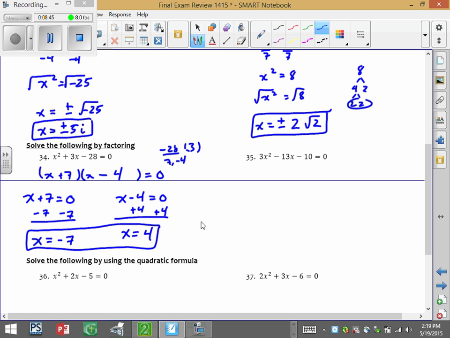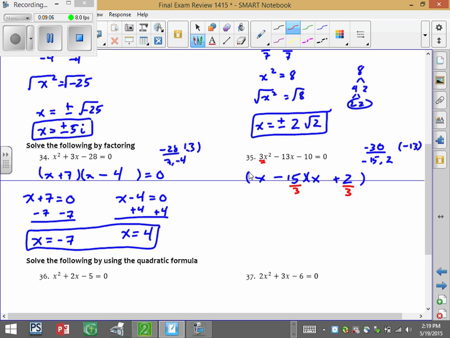Right, and here's a good reminder. Remember when there's a leading coefficient, we do a times c, so we have negative 30 that add up to be negative 13. I think negative 15 and positive 2 will do the trick here. So x minus 15, x plus 2. Don't forget to come back and divide through by 3.